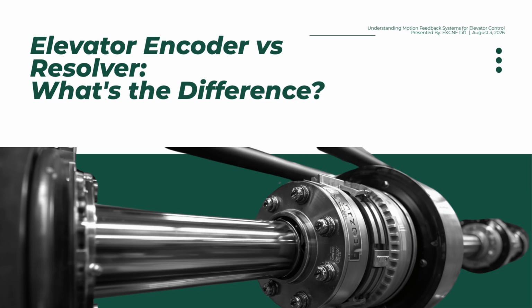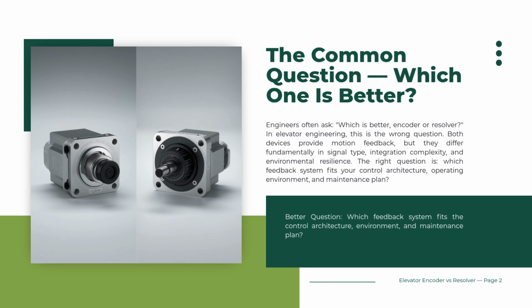Both encoders and resolvers provide motion feedback. Both help the controller understand motor speed, rotation direction, shaft position, and real-time traction movement. But they generate and process feedback in very different ways. That difference can affect VVVF integration, PM motor synchronization, ride comfort, commissioning complexity, modernization flexibility, and long-term reliability.